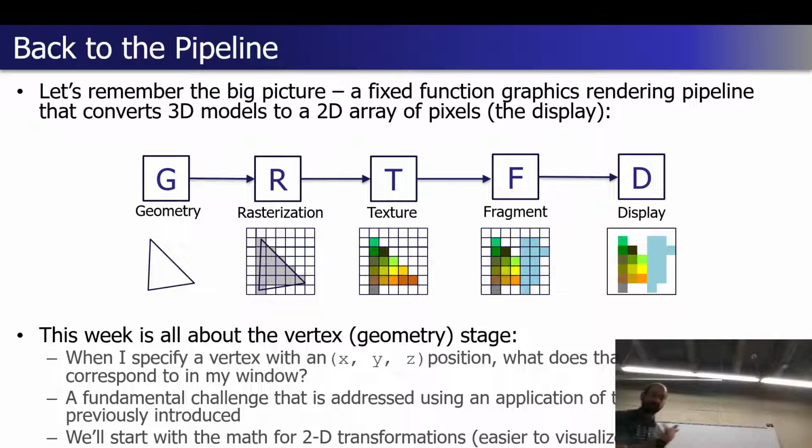Not just the mechanics of what a shader is doing, which we already covered, but given that we specify a vertex or a triangle, given these XYZ positional attributes, what does that ultimately correspond to in terms of where it's going to be drawn in our window? It's a fundamental task associated with writing an application in OpenGL or any other graphics API.